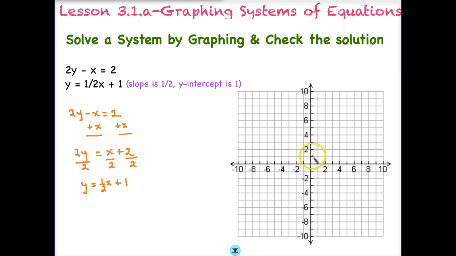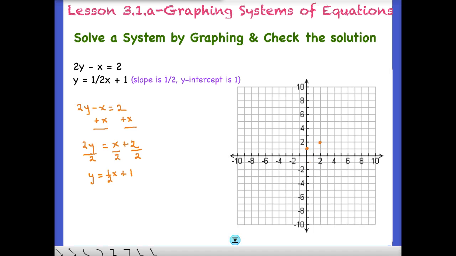So we'll go ahead and graph this one. Here's my y-intercept, which is 1. My slope is up 1 over 2 in the positive direction, and then I can make my line.